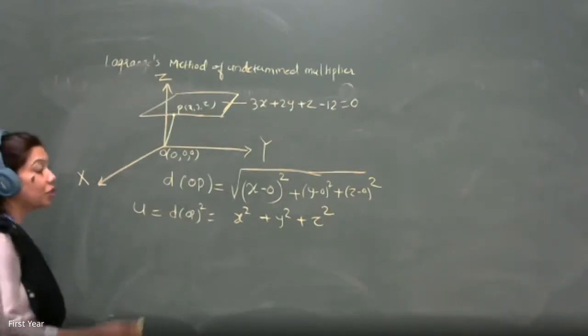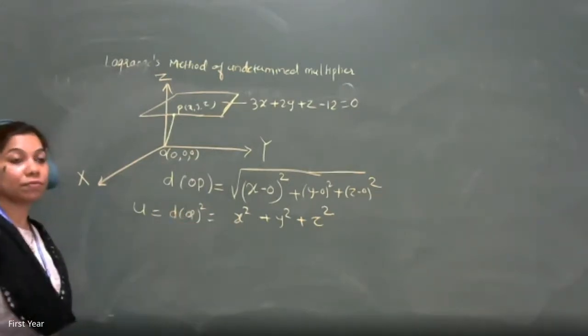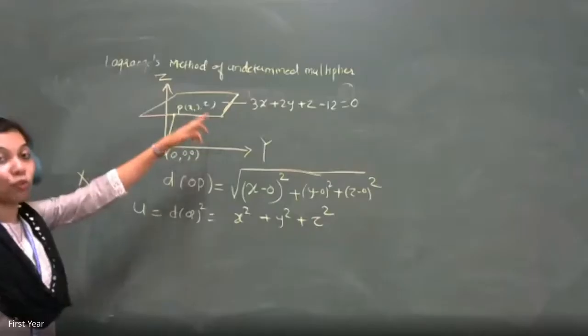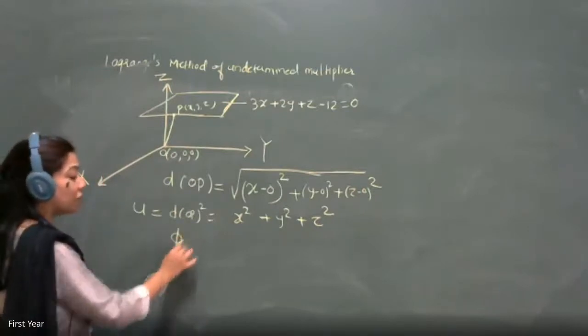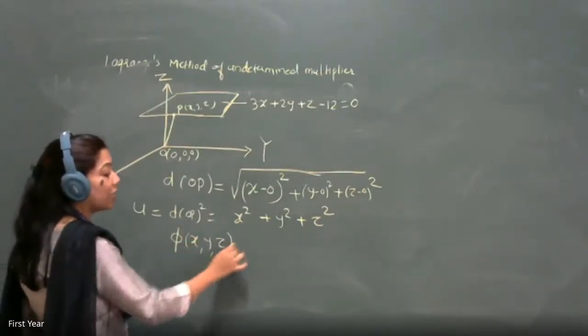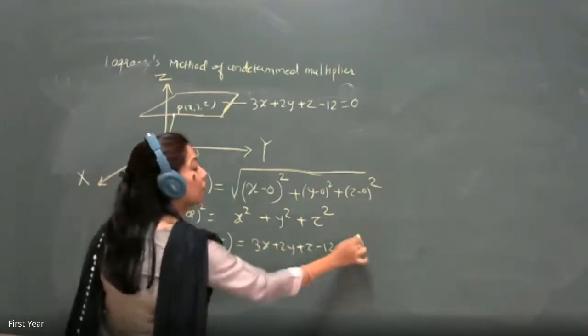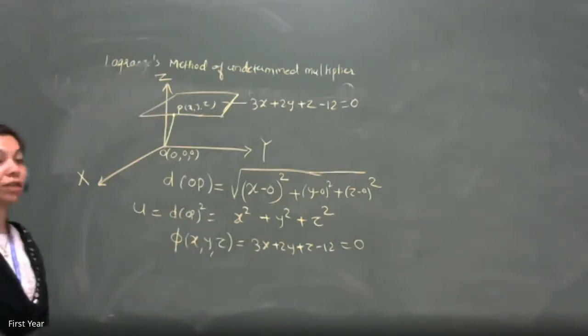Now what is the extra condition which is given? We are finding the distance from O to P. Where should this point P be? On the plane. So the condition on that P is that it should lie on this plane. So the function phi, which is the extra condition, phi of x, y, z is nothing but 3x plus 2y plus z minus 12 equal to 0. What does that point have to satisfy? It should lie on this plane. That x, y, z should satisfy this equation.